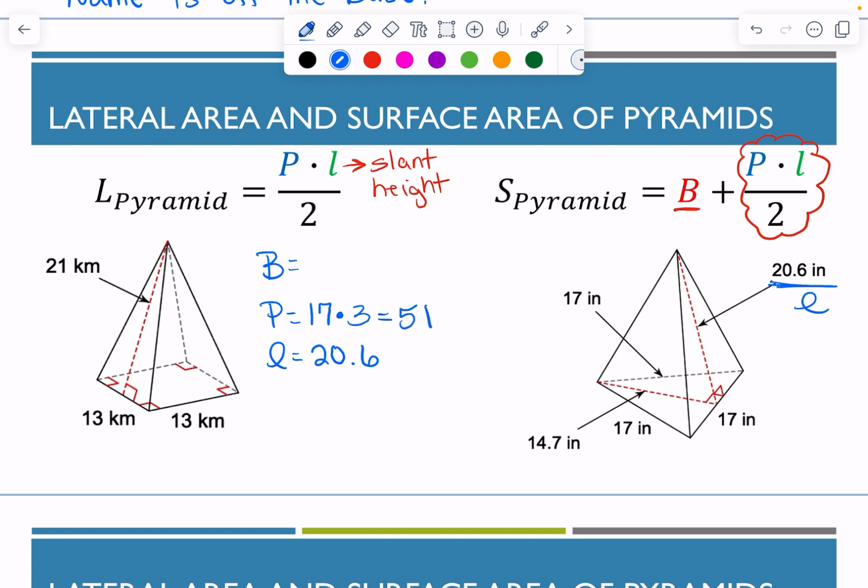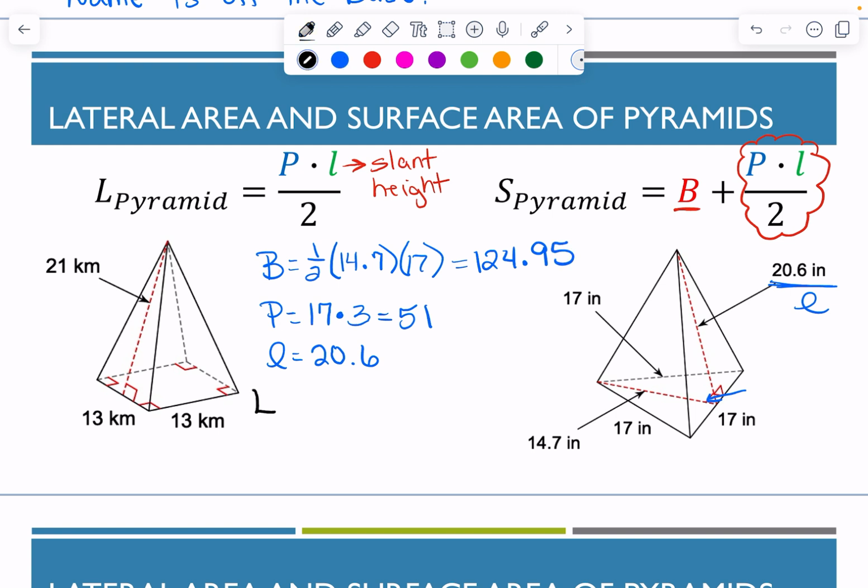Then my last one is I need to find the area of the triangle base. So remember, we're looking for that right angle, which is there. So that is 14.7 multiplied by the side of 17. So if we take 14.7 times 17, divide it by 2, that's going to give me 124.95.